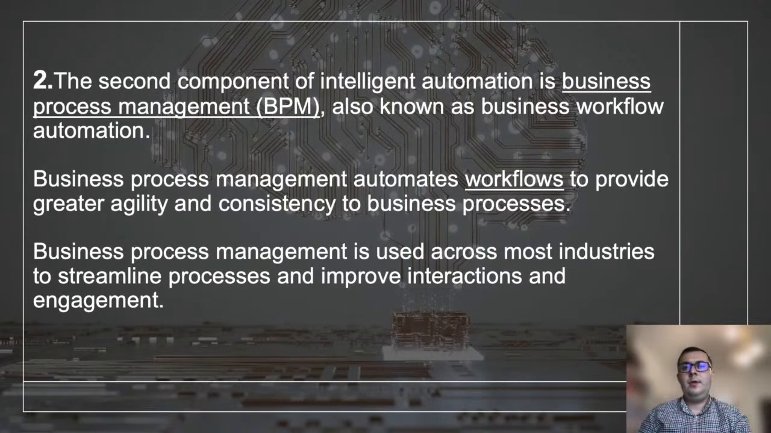The second component of intelligent automation is business process management, or BPM, according to IBM, also known as business workflow automation. So what is business process management? Its role is to automate workflows in order to provide greater agility and consistency to business processes across the board. Basically, business process management is used across most industries in order to streamline processes and improve interactions as well as engagement. So this is also a vital component of intelligent automation.